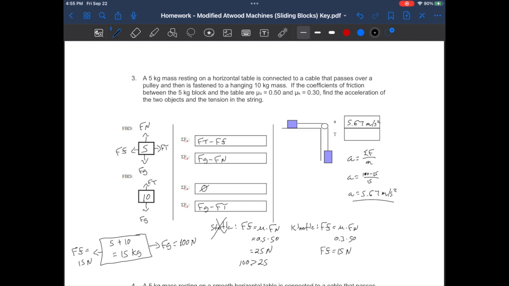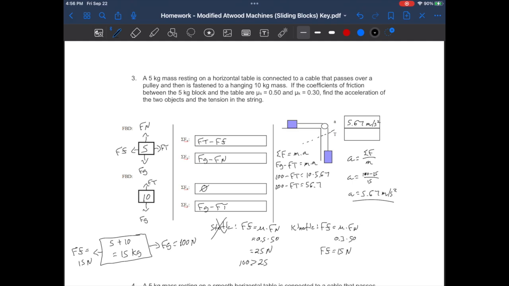Next, it's asking for tension. When we're looking at tension, we're going to symbolically cut the rope and look at one object, because it's internal. We're not actually cutting it, just symbolically. And we're going to say, well, net force is mass times acceleration. The net force for this object that's hanging, we've got gravity minus tension is equal to ma. Gravity is 100 minus tension is equal to mass of 10 times the acceleration. If the system acceleration is 5.67, so is that of the hanging object.